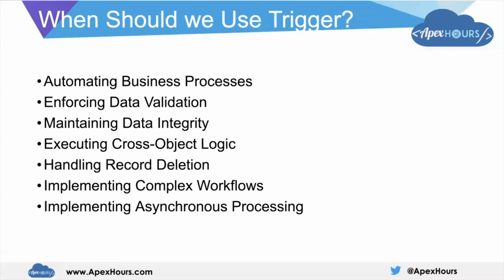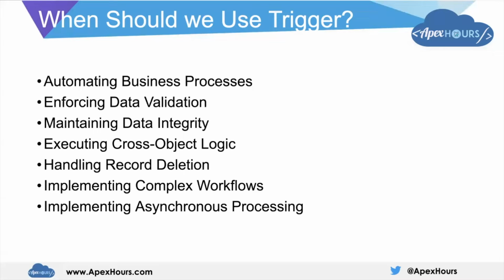Next is executing cross-object logic. Triggers allow you to execute logic that spans multiple objects, enabling you to update or synchronize data between related records. This is particularly useful when you need to maintain relationships and consistency across different types of objects.